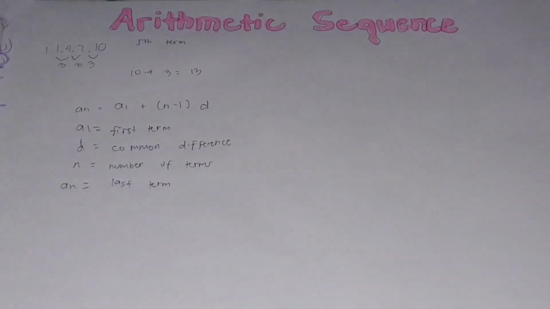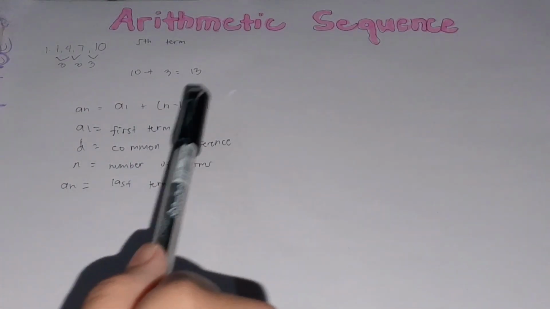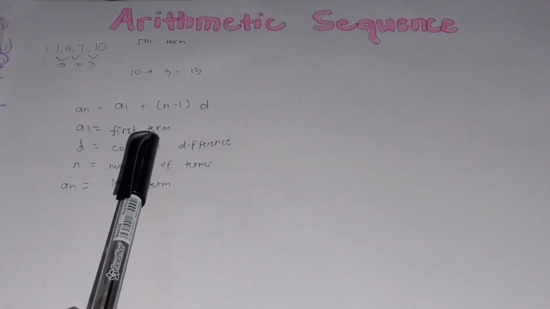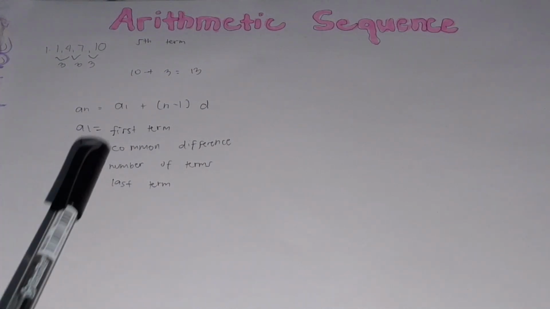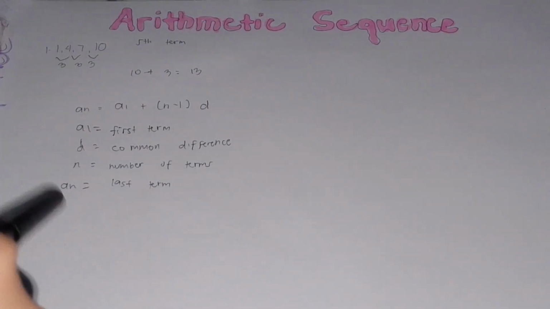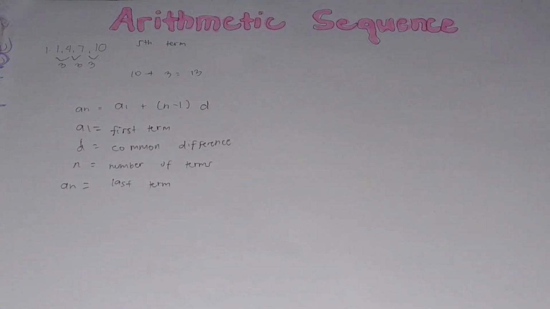So again, if you want to solve it by using the formula, you can use An equals A1 plus n minus 1 and then d. A1 represents our first term, so for example, this is our first term, number 1. Then our common difference is here, number 3. And n represents the number of terms, and An represents our last term, which is 13.